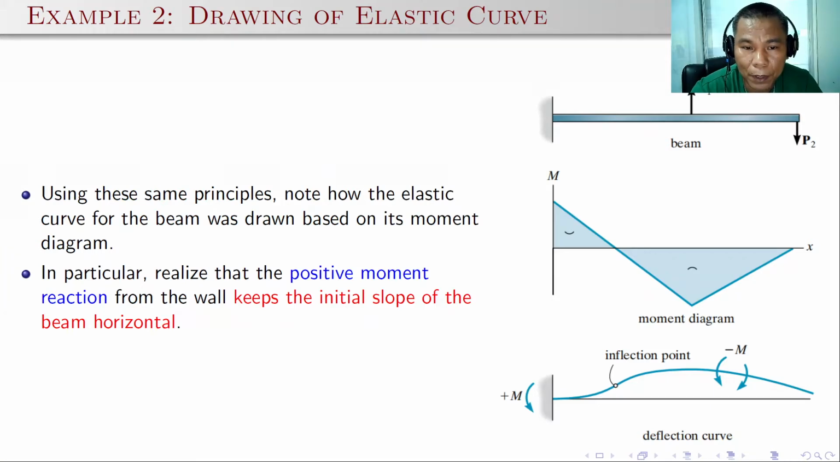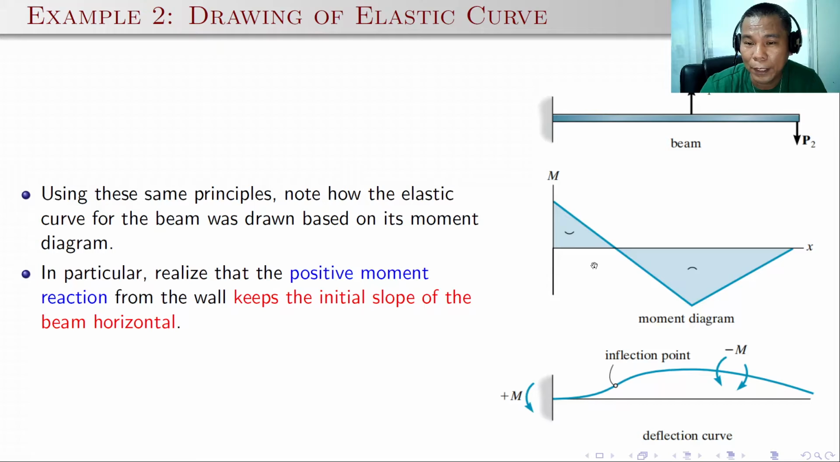If we use the same principle for this beam, note how the elastic curve for the beam was drawn based on its moment diagram. Again, first look at the fixed support. This is a fixed support, so there will be no displacement, no rotation. So the elastic curve here should be tangent to the structure. And at the other side, there will be movement because there is no support here. It can go down, and this one it can go up, but sometimes it's difficult for us to determine this one, so we need to know the moment diagram.